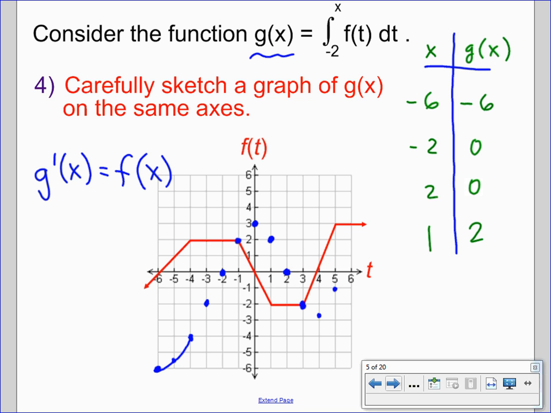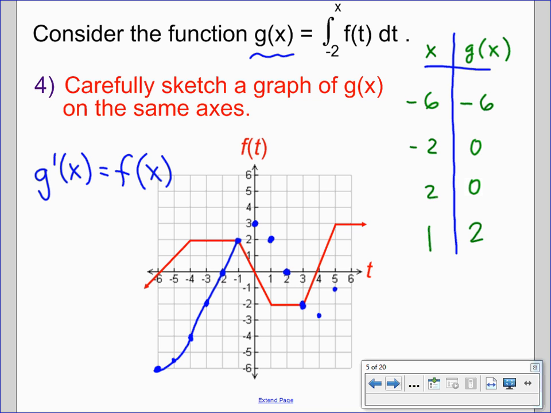In between x equals -4 and x equals -1, g prime, which equals f of x, is positive, right? Positive constant, right? That means the original graph, g, would be, well, increasing in a linear fashion. Can I fill that in? Yes, certainly.